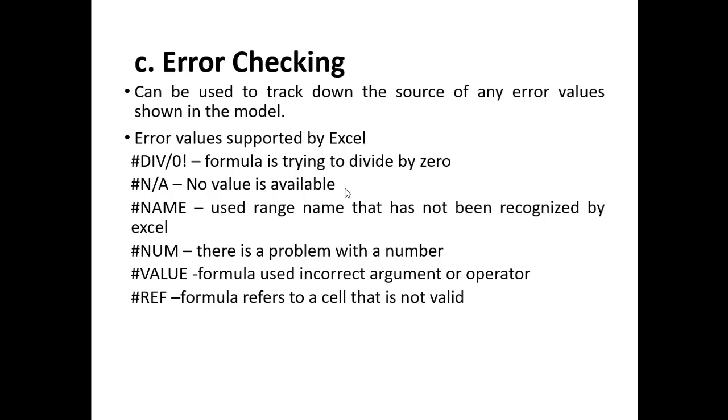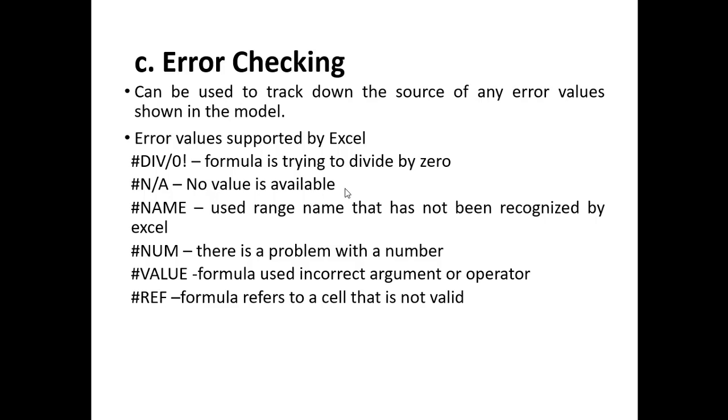Then you have another type of error called name error. So if you have incorrectly used a range name, kids, if you use some range name in a wrong way, then in the formula what you get is a name error. Right? Then you have a number error. There's a problem with the number. So especially if you are using a very large number, let's say you are using a large number, right? Then there can be an error there. Right?